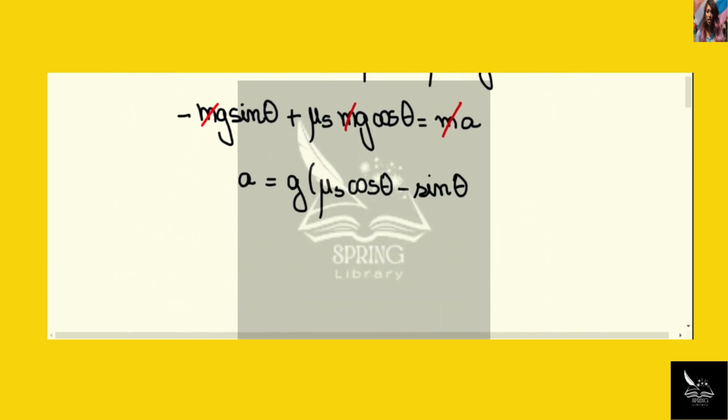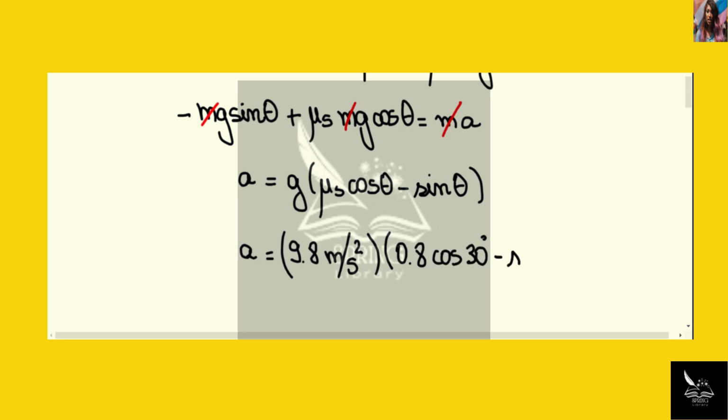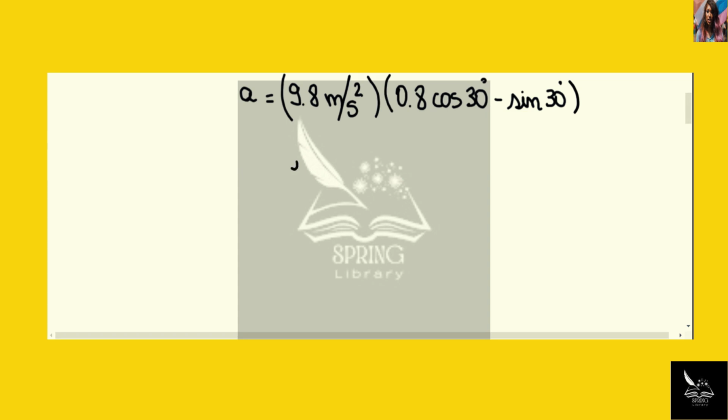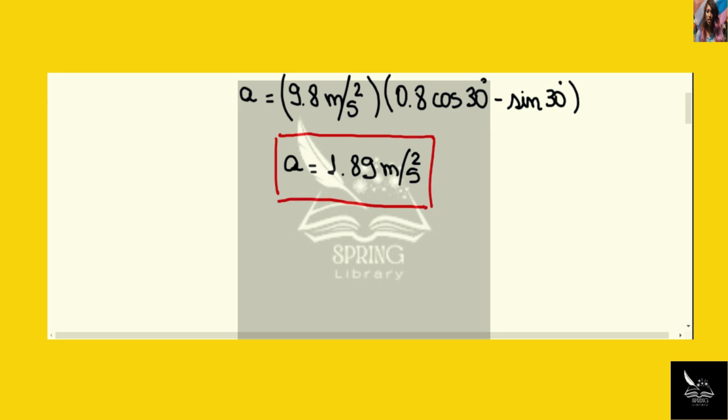Then we can substitute the numbers. We have that a is equal to 9.8 meters per second squared times mu s, which is 0.8, times the cosine of 30 minus the sine of 30. So a is equal to 1.89 meters per second squared. So this is the maximum acceleration, and now we can find what is the minimum time it can take for the conveyor belt to stop.